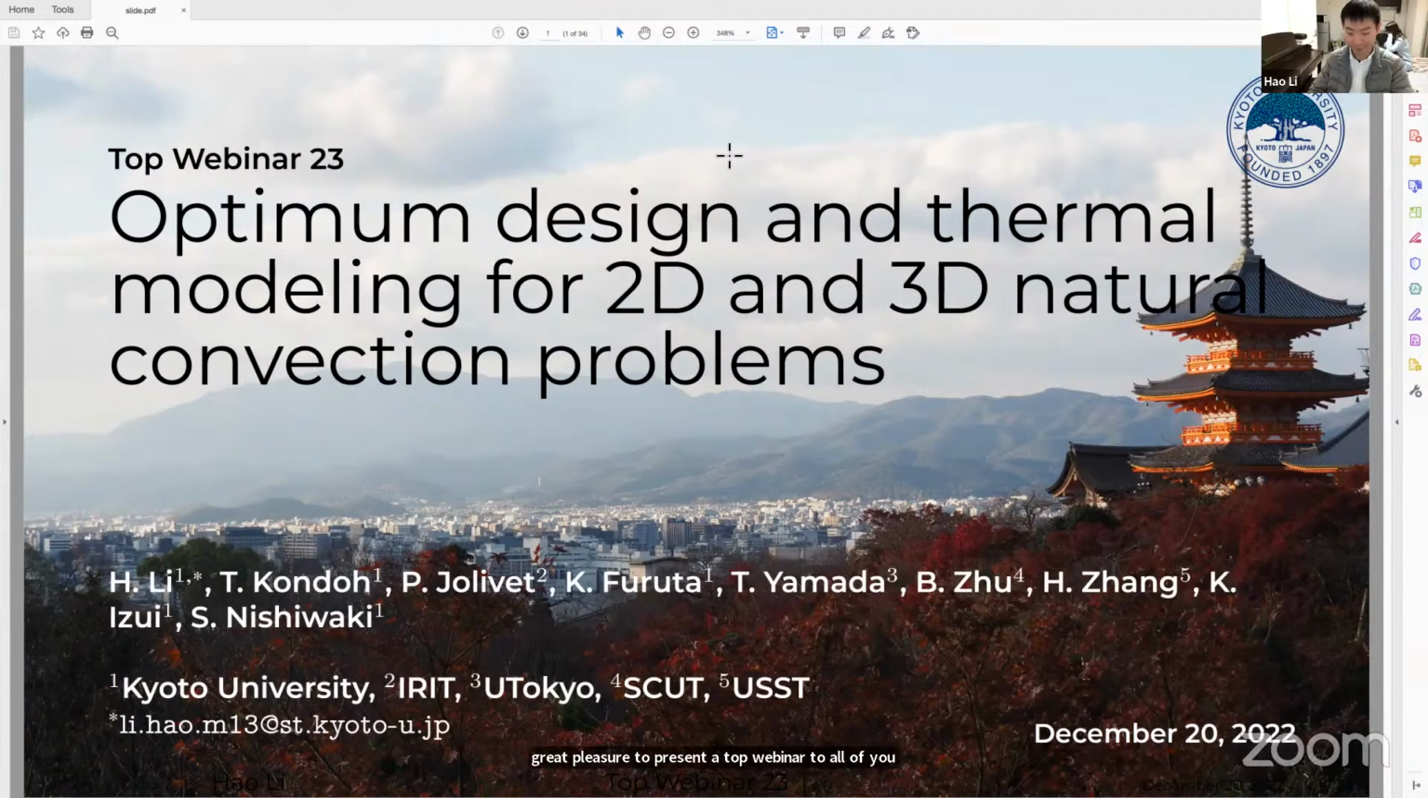My name is Hao Li at Kyoto University, and I'm working in Professor Nishiwaki's group as a postdoc. The topic here is about optimum design and thermal modeling for 2- and 3-dimensional natural convection problems.